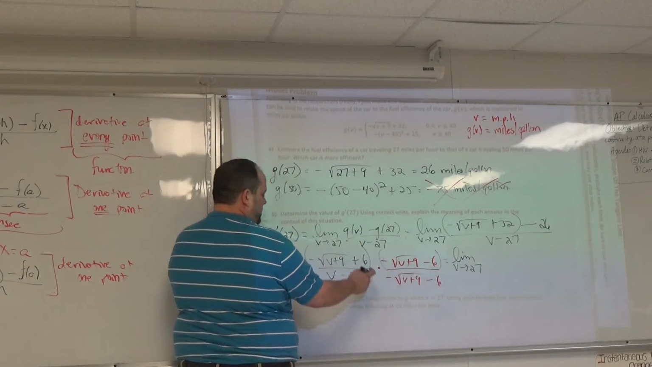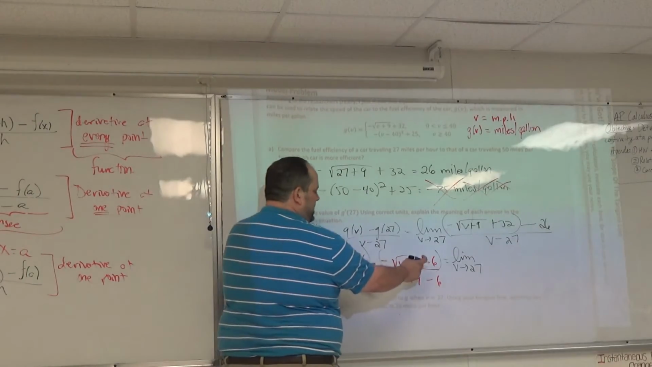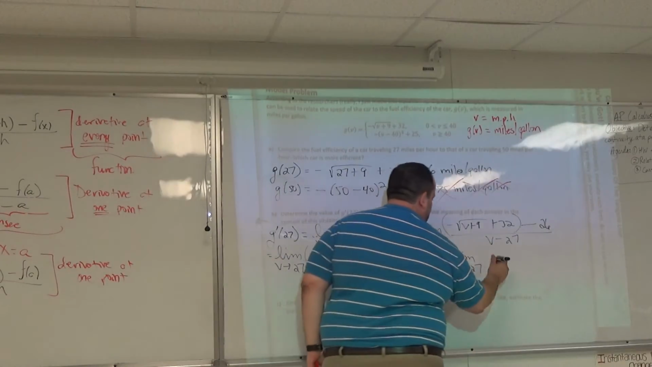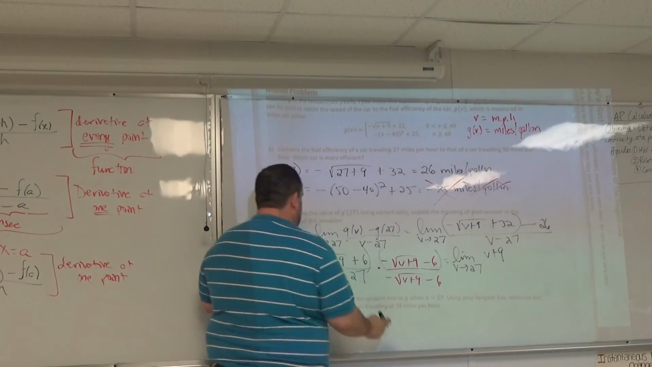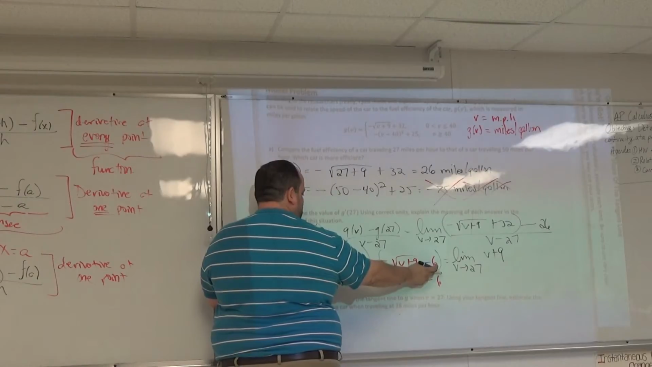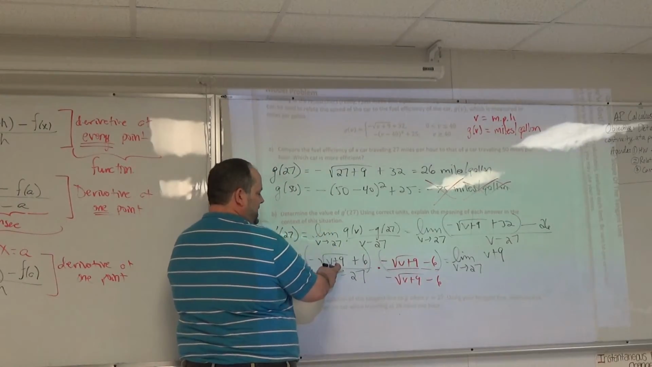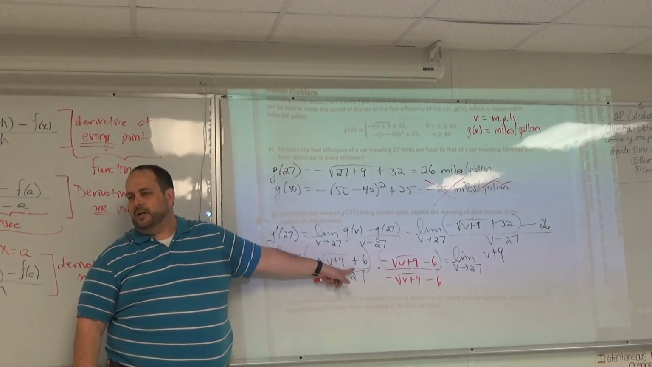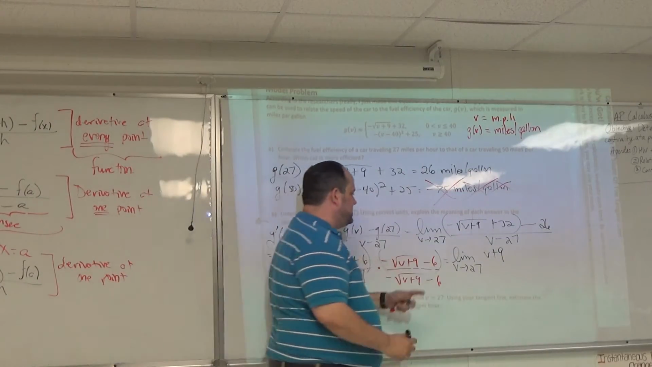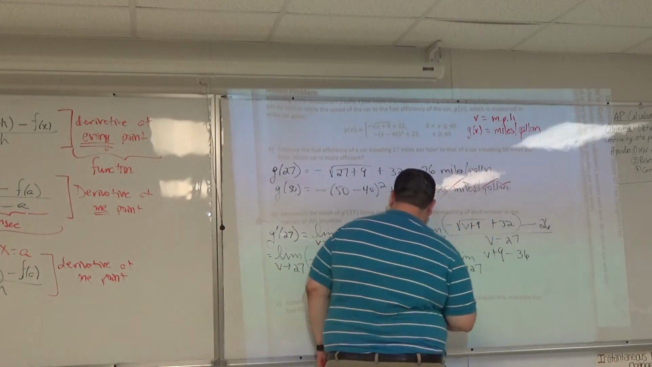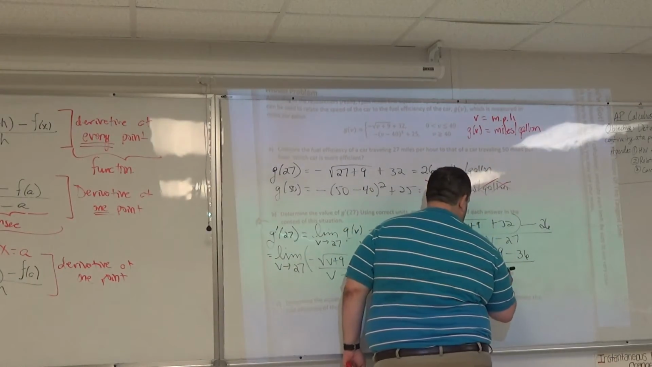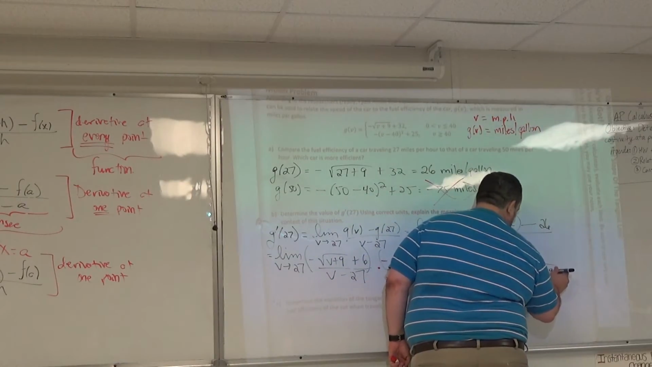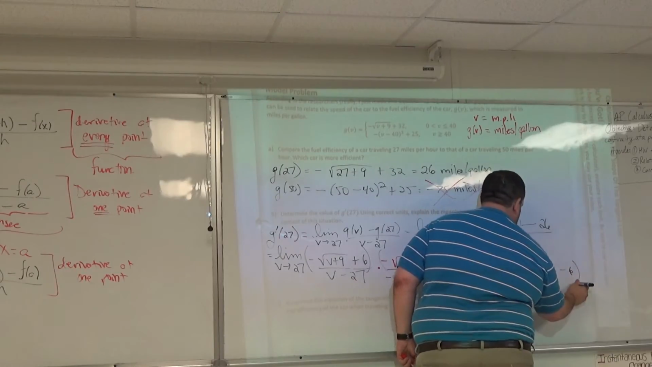Multiply out the numerator. Negative square root of V plus 9 times negative square root of V plus 9 is positive V plus 9. Negative square root of V plus 9 times negative 6 gives me a positive 6 square root of V plus 9. Those guys cancel out. They're always going to cancel out if you multiply by the conjugate. Positive 6 times negative 6, negative 36. In the bottom, V minus 27 times negative square root of V plus 9 minus 6.